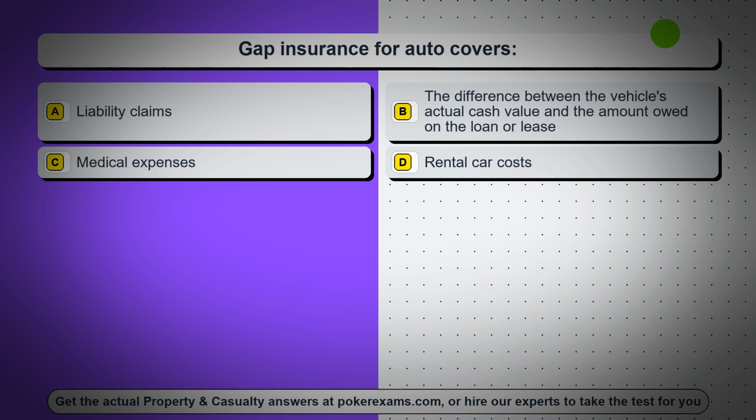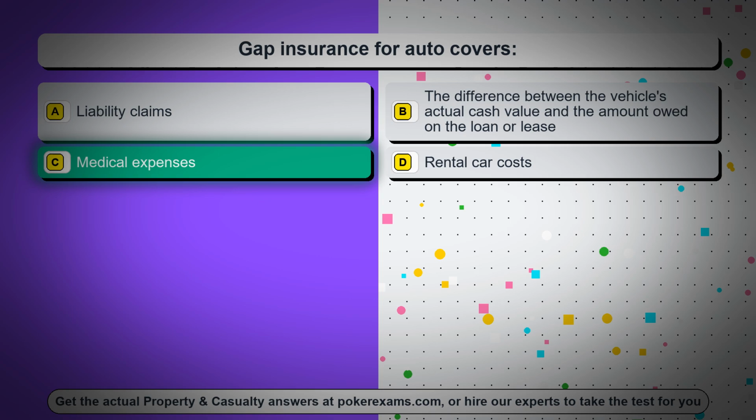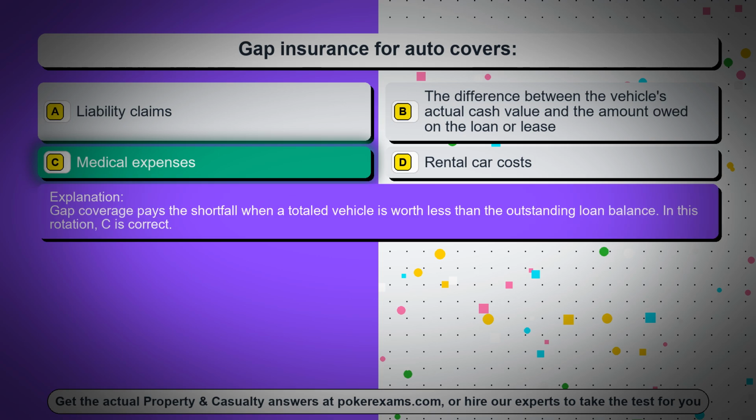Option A, liability claims. Option B, the difference between the vehicle's actual cash value and the amount owed on the loan or lease. Option C, medical expenses. Option D, rental car costs. The correct answer is option C, medical expenses. Gap coverage pays the shortfall when a totaled vehicle is worth less than the outstanding loan balance. In this rotation, C is correct.